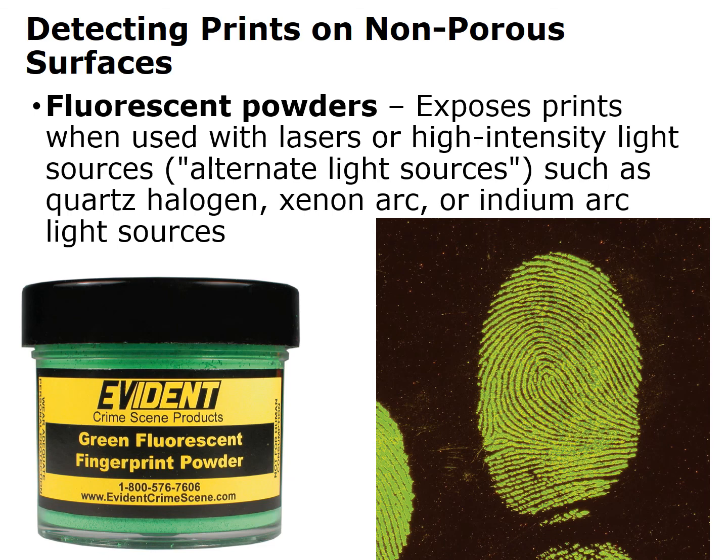So fluorescent powders can be used. These fluorescent powders come in many different colors. This one happens to be green, and you can see how on a dark surface, black fingerprint powder may not show up well. So this criminalist chose to use a green fluorescent powder, and with an alternate light source, you can see that fingerprint shows up very well.